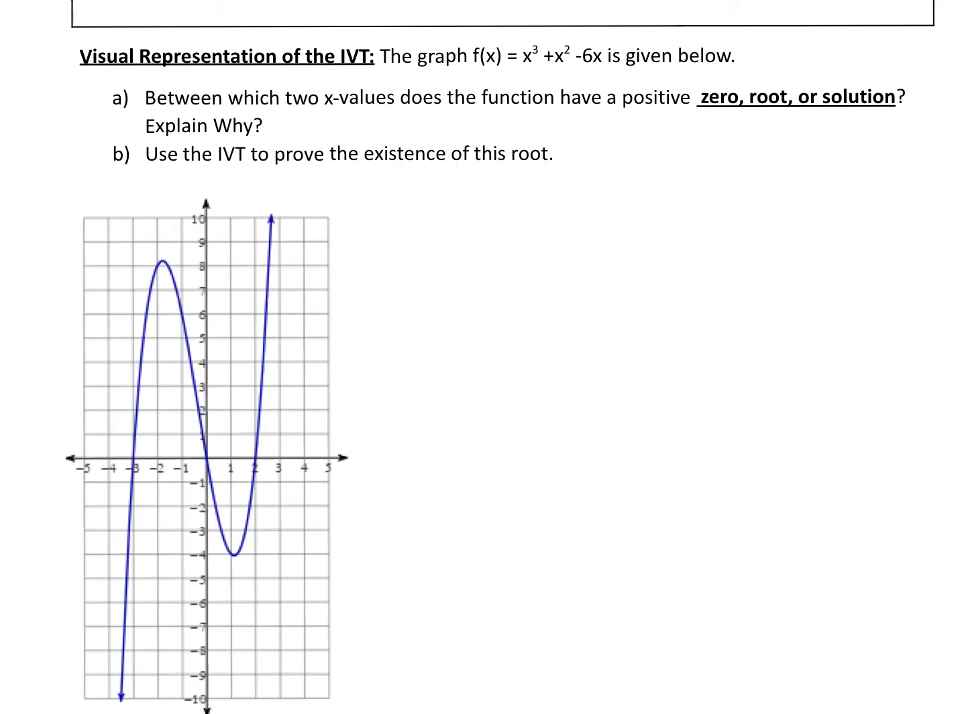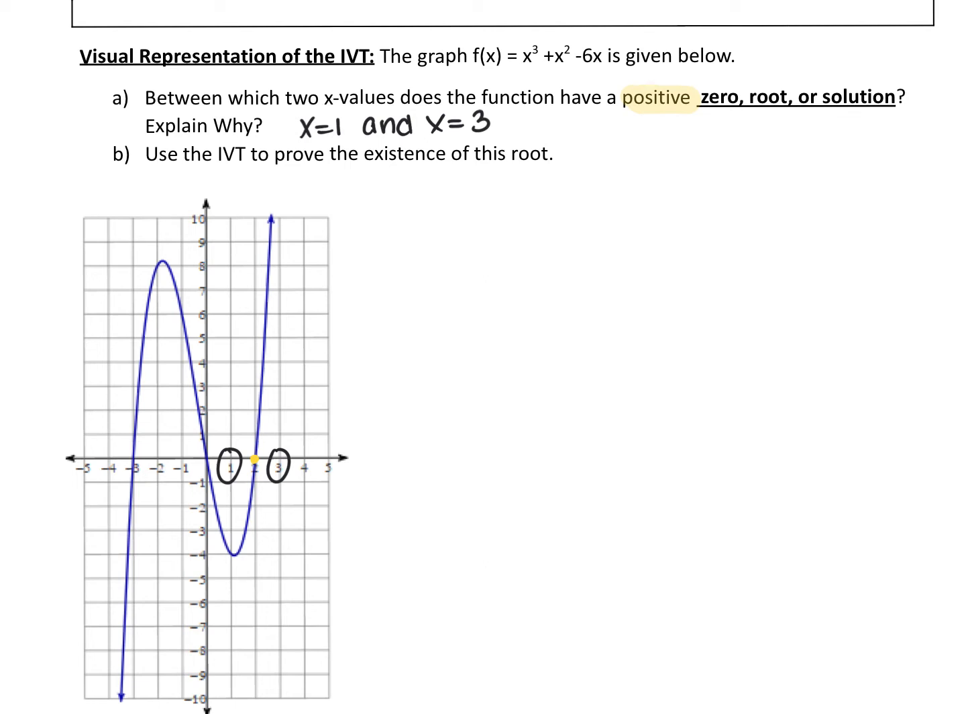There are two questions that I want to ask you. Between which two x values does the function have a positive zero, root, or solution? And explain why. I'm looking for a positive zero, root, or solution. So we're going to look on the positive side of the x-axis to see where it crosses. It clearly crosses here at x equals 2. In between which two x values does this happen? Well, it's going to happen between the x value of 1 and the x value of 3. So we could write x equals 1 and x equals 3.